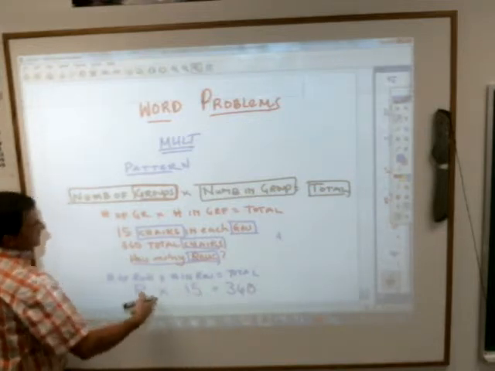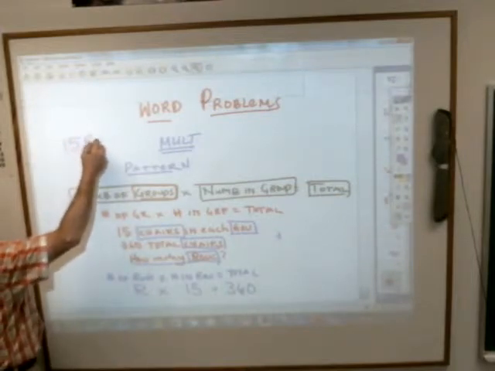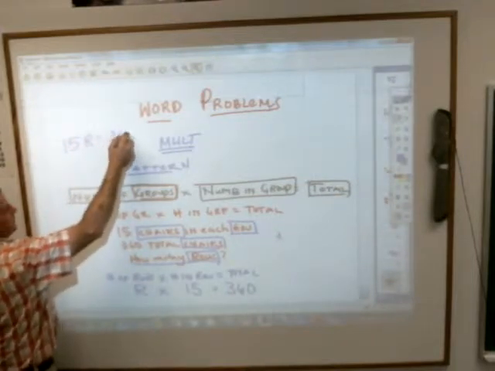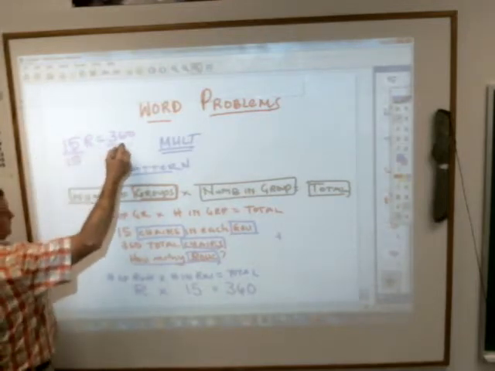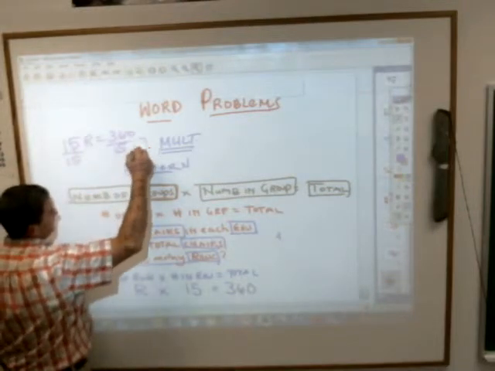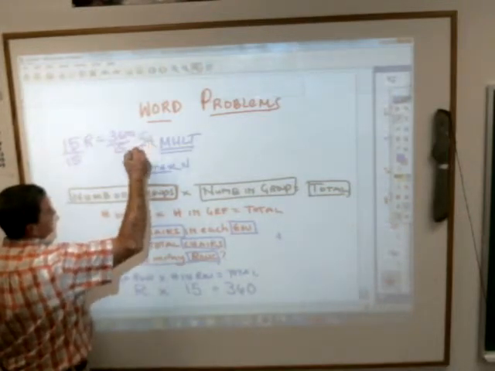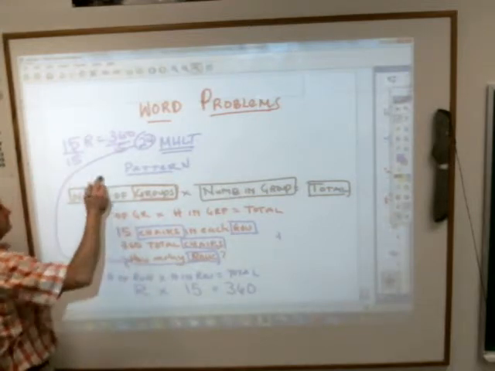Generally speaking, when we write this out mathematically, it would look like this: 15 times r equals 360. 15 times what number is 360? When you just do the division, how many times does 15 go into 360? 24. 24 times. And 24 is how many rows there are.